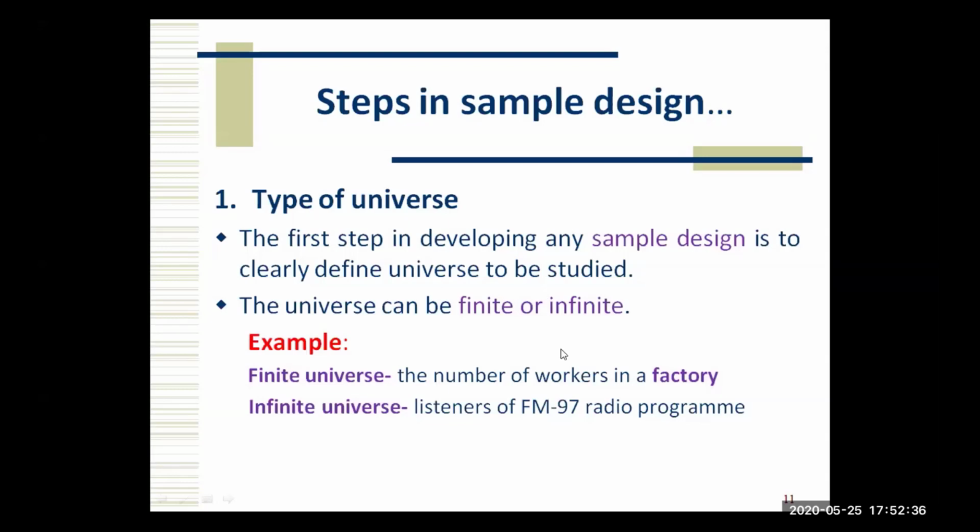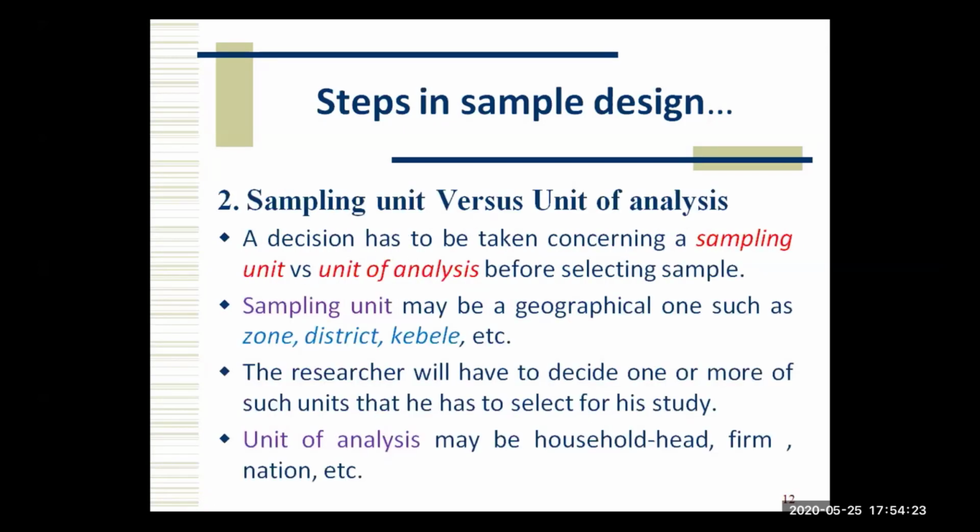Then the universe could be finite or infinite. A finite universe might be, let's say, the number of workers in a factory. If the researcher wants to carry out one specific study at one specific factory, the total number of workers could be considered finite. In this case, it is also referred to as a finite universe, whereas the program provided before selecting the sample.